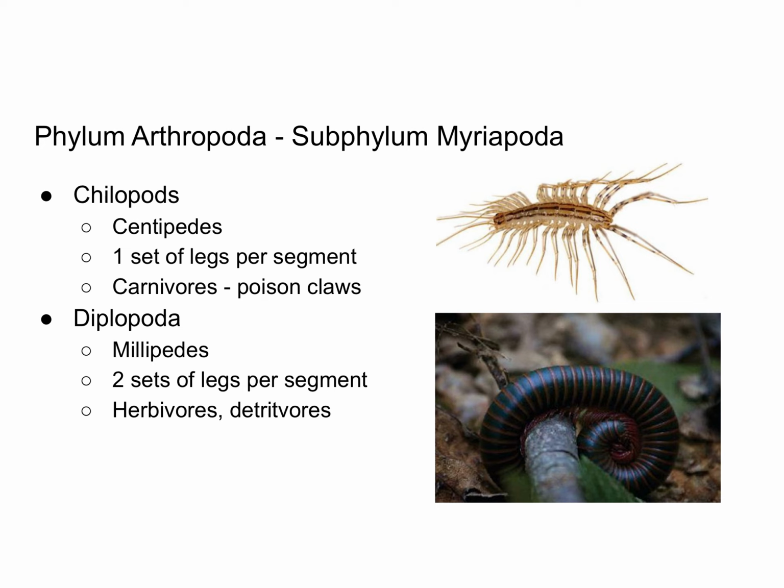Millipedes are referred to as diplopoda, and di means 2. And so it has 2 sets of legs per segment. And the millipedes are herbivores and detritivores. And so that means that they eat plants and basically dead organisms.